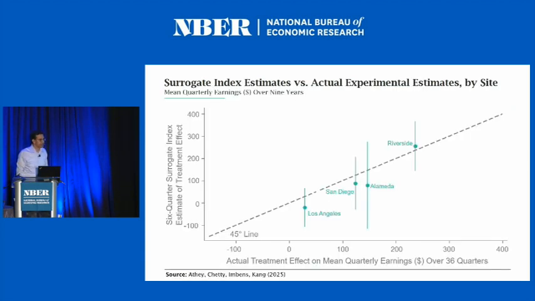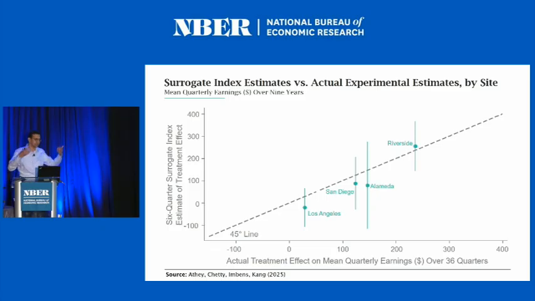And so what does that test look like? On the x-axis is the actual treatment effect over 9 years, estimated using the RCT in each of these 4 sites. On the y-axis is the 6-quarter surrogate index prediction. And you can see those two things are pretty well aligned. In particular, you would have been able to figure out 1.5 years later that things are going much better in Riverside than they are in Los Angeles.